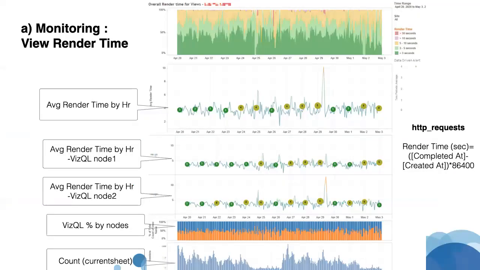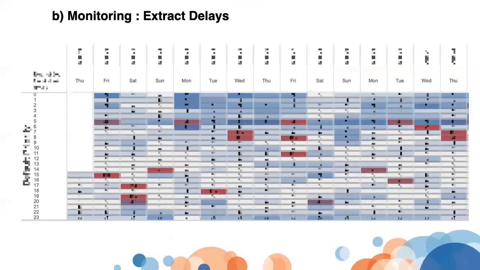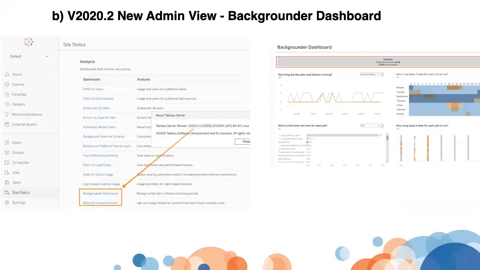View render time. This is the number one thing I look at every single day on my server. It's nothing but data from the HTTP_request table. Second, extract delays. There are multiple custom views you can build. And what's better is 2020.2 has a new admin view that has similar backgrounder dashboards. You can see the backgrounder delays.